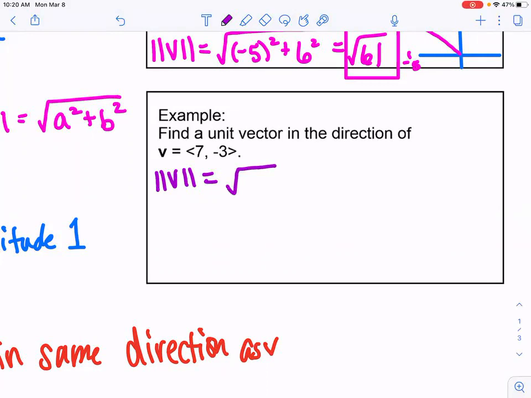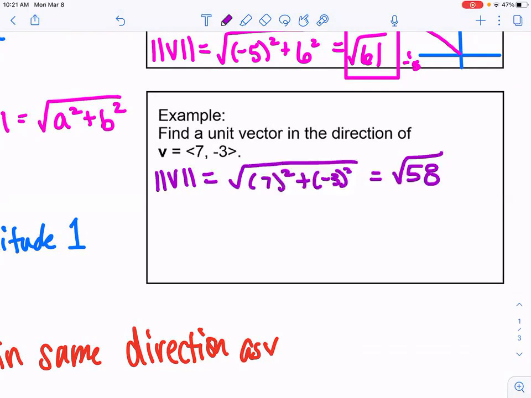Just leave it as a radical. Nick, what's our magnitude? Radical 58. Do you agree? Okay, radical 58. And let's remind ourselves that we are taking the square root of a squared plus b squared to get radical 58.